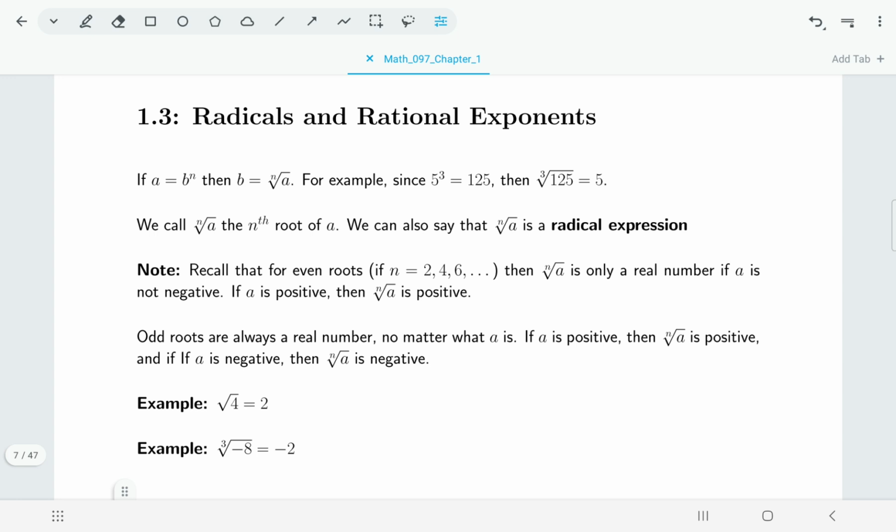The first is that if we're talking about roots, if it's an even root, a square root, a fourth root, a sixth root, that's only going to be a real number if the number that we have inside the root is not negative. So if somebody says square root of 4, that for sure is a real number. Square root of 0 also would be a real number, but something like square root of -3, that would not be a real number. For odd roots, on the other hand, we can have them whether the inside is a positive number or if the inside is a negative number.